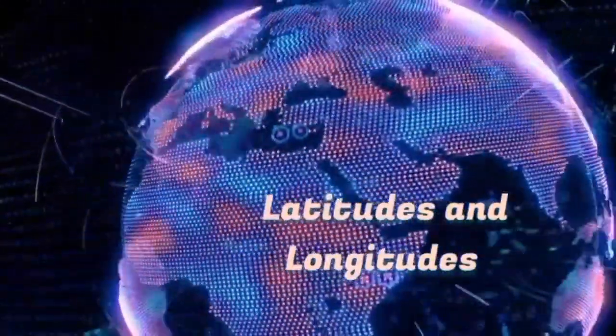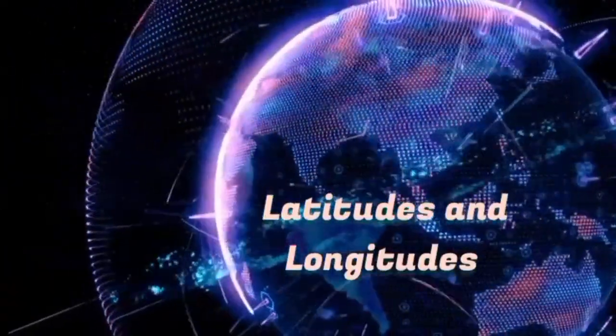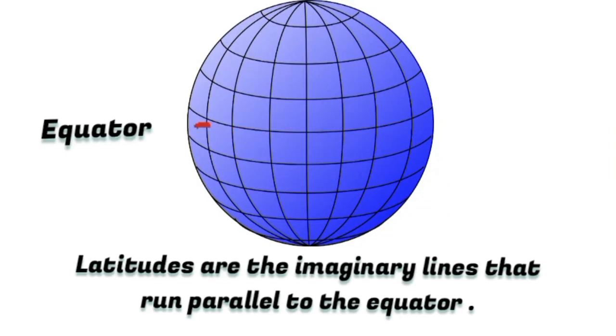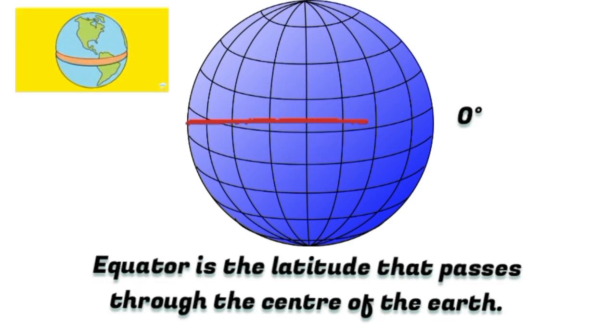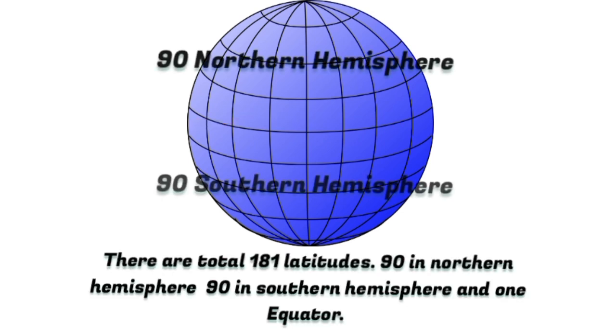Latitudes and longitudes. Latitudes are the imaginary lines that run parallel to the equator. They are drawn in east-west direction. Equator is the latitude that passes through the center of the earth. There are a total of 181 latitudes, 90 in the northern hemisphere, 90 in the southern hemisphere, and 1 equator.